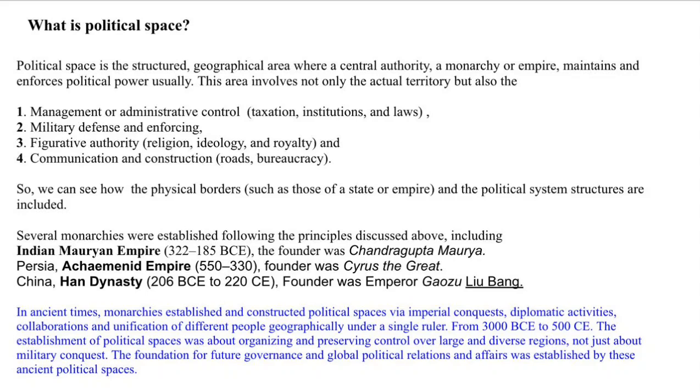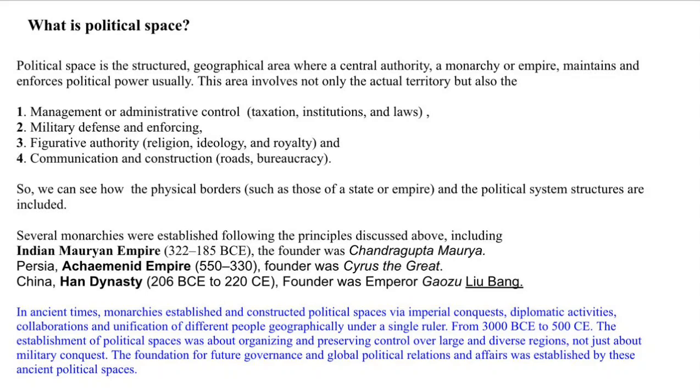Thus, we can see how physical borders such as those of a state or empire and political system structures are integrated. Several monarchies were created using the concepts mentioned above, including the Indian Maurya Empire, whose founder was Chandragupta Maurya. Cyrus the Great founded Persia, also known as the Achaemenid Empire. China's Han Dynasty was founded by Emperor Gaozu Liu Bang.